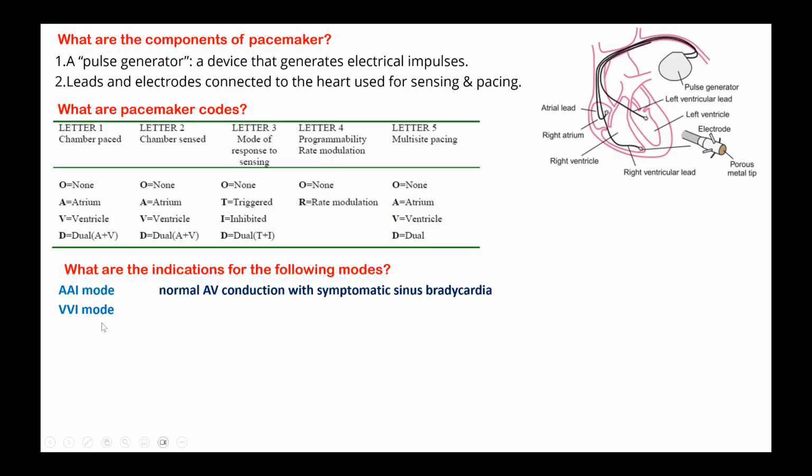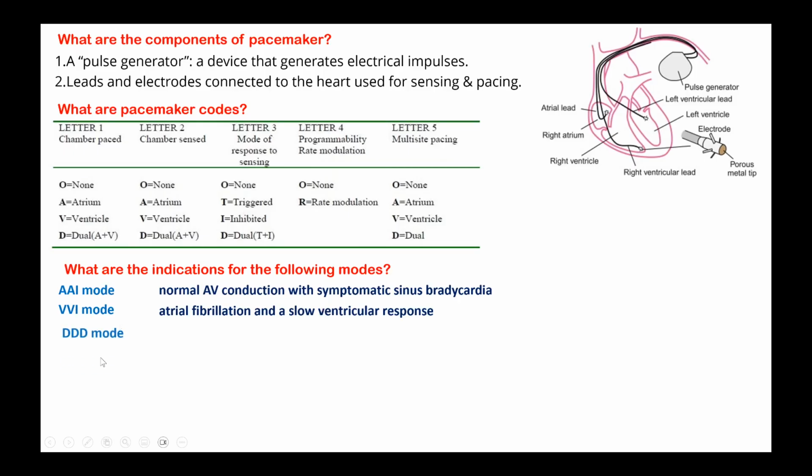Similarly, when you have VVI mode, that is ventricle is paced, ventricle is sensed, and again there is an inhibitory mode. So what does this mean? Does it mean the atrium is normal and the ventricle is not functioning properly? Atrial fibrillation and slow ventricular response. So in this condition, you stimulate the ventricle more. If there is no adequate response in the ventricle after atrial fibrillation, you put the patient on ventricular stimulation.